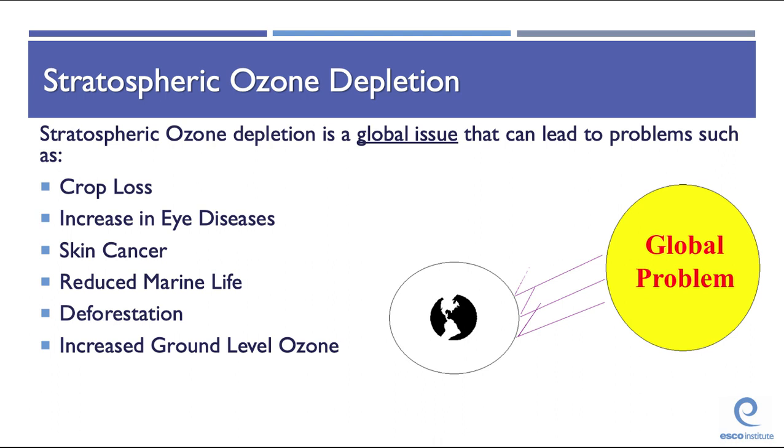Stratospheric ozone depletion is a global issue that can lead to problems such as crop loss, increase in eye disease, skin cancer, reduced marine life, deforestation, increased ground level ozone. It is a global problem. It cannot be controlled by one single country. It's a global issue.